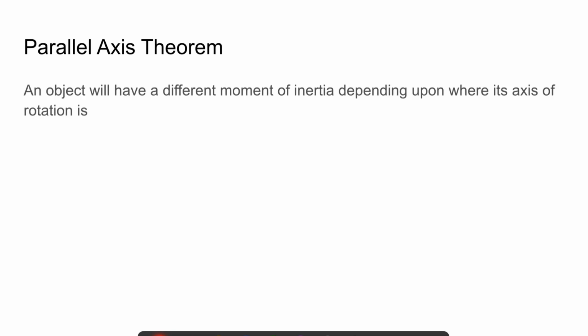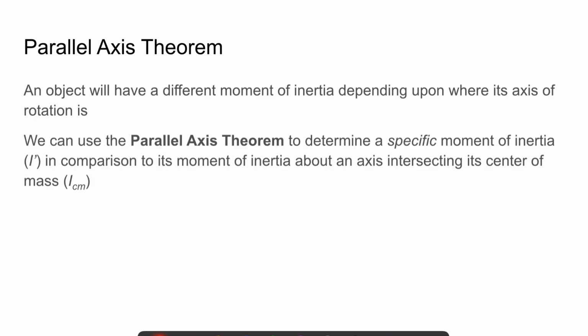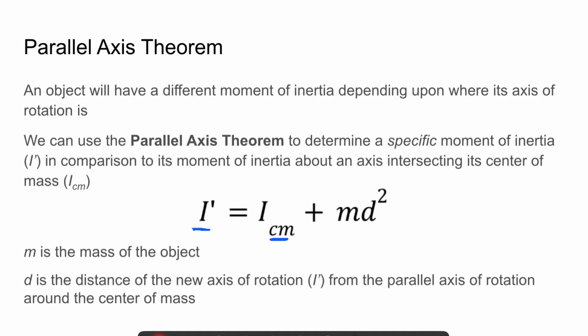Since an object will have a different moment of inertia depending on where its axis of rotation is, we can use the parallel axis theorem to figure out its current moment of inertia, what we would call I prime, in comparison to its moment of inertia about an axis intersecting its center of mass. So we can use this equation. This is the parallel axis theorem: any given moment of inertia, I prime, is equal to the moment of inertia around its center of mass plus its mass times its distance from that center of mass, the distance of the new axis from the center of mass.